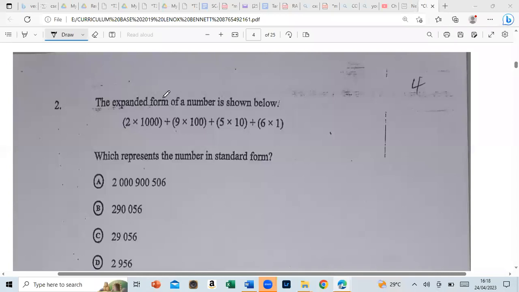The expanded form of the number is shown below. Which represents the number in standard form? If you multiply this, it will give us 2000. So guys, if you're in an exam, just do that. Multiply, and then you basically add it up. Notice you have a plus sign in there. Plus 50, plus 6. When you add this, you'll get 2,956.